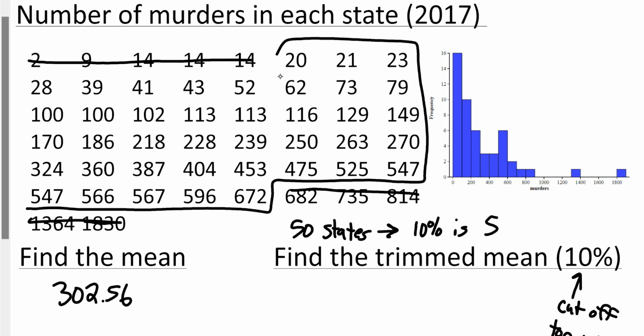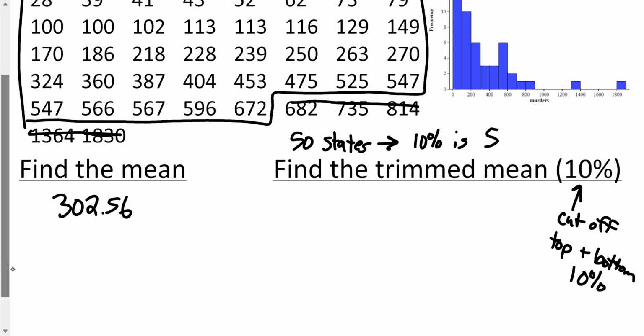If you find the trim mean, this mean is now actually 241.25, quite a bit lower. That's over 60 murders less just by finding the trim mean. And that might be a more accurate way to estimate the number of murders per state. All right, so that's just another option with means.